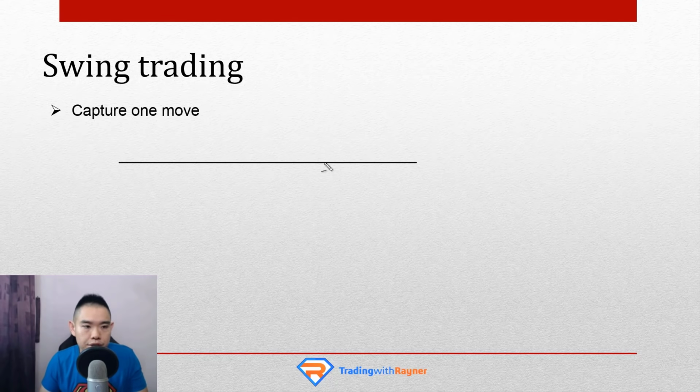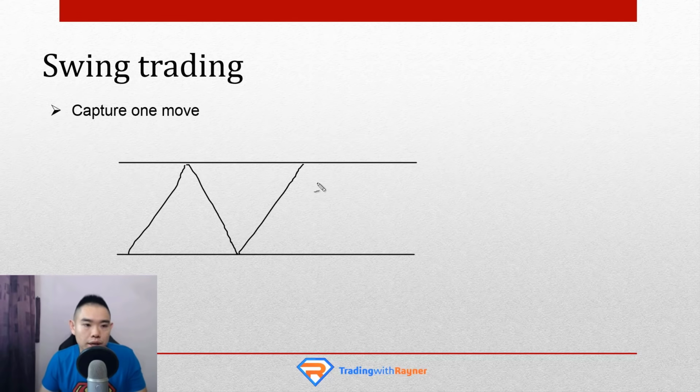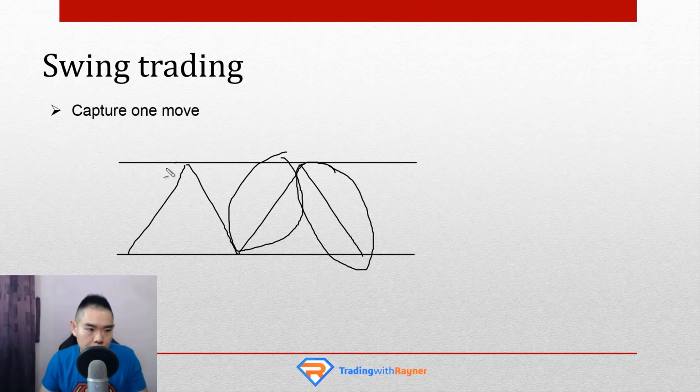Let's say market is in a range between these highs and these lows. Market goes up, that's one swing. Comes down, that's another swing. Goes up, that's one swing. Comes down, that's another swing. So basically from here to here, this is one swing. Here to here, this portion here is another swing. Here is another swing, and this is another swing.